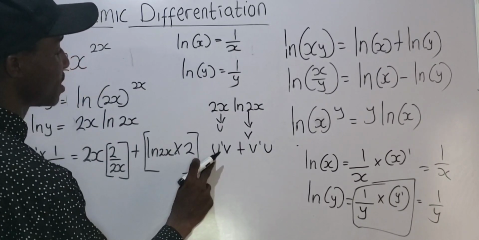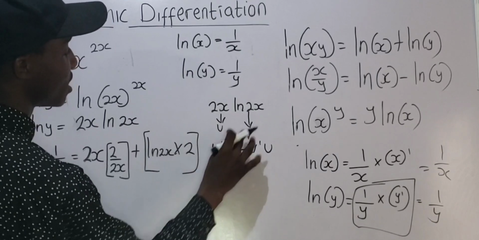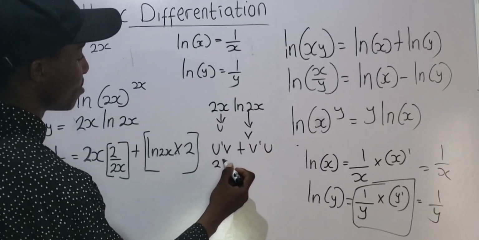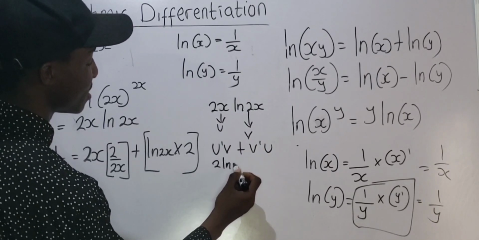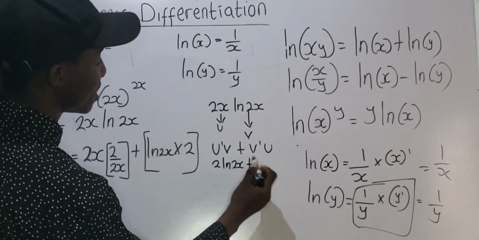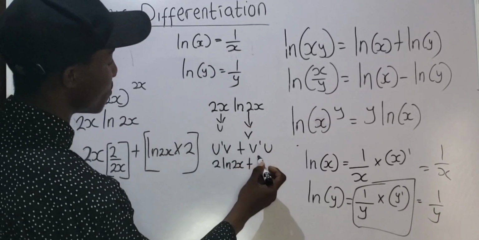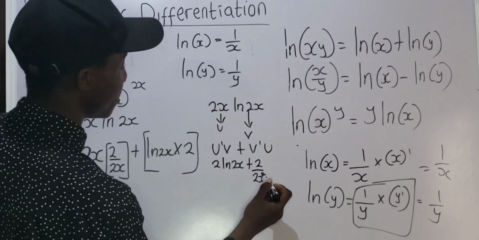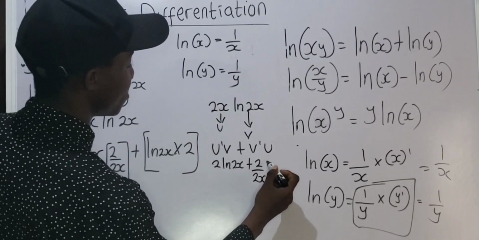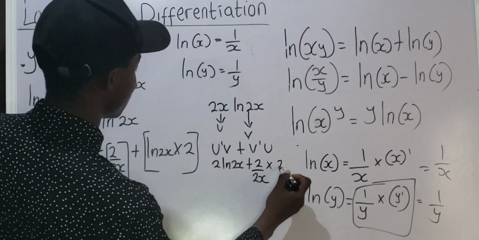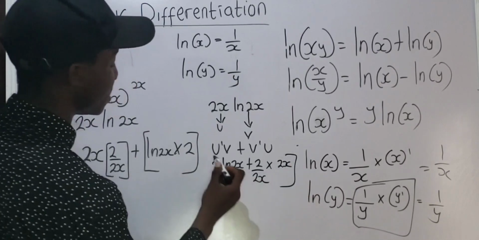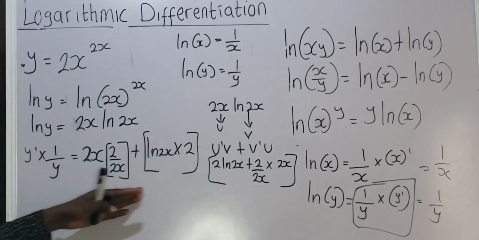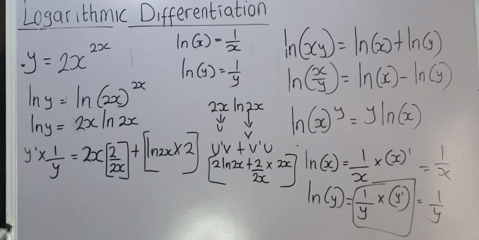So the derivative of u is 2. v is what? ln 2x. So that will be 2 multiplied by ln 2x, plus the derivative of v. If you take the derivative of v, you are going to have 2 over 2x, right? 2 over 2x multiplied by u, that is 2x. That's how I got this. Okay, do you understand? You understand now? If you didn't understand, kindly revert back to our class on the product rule.